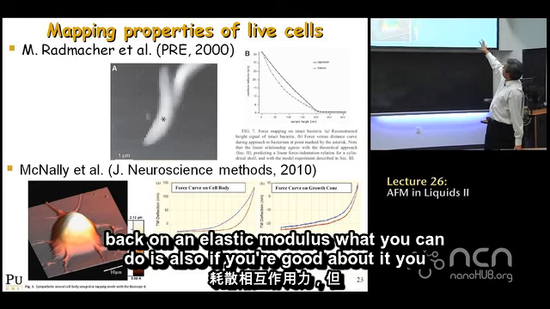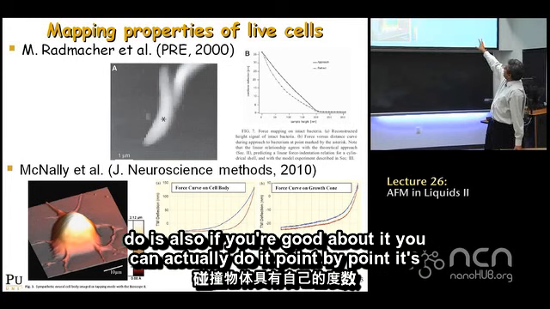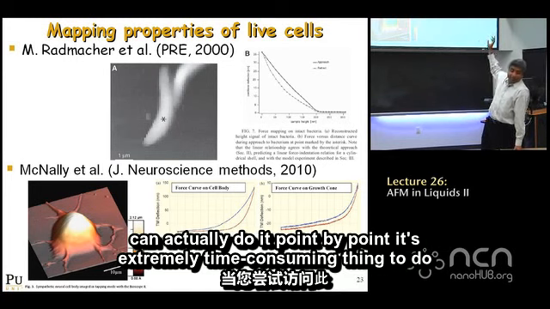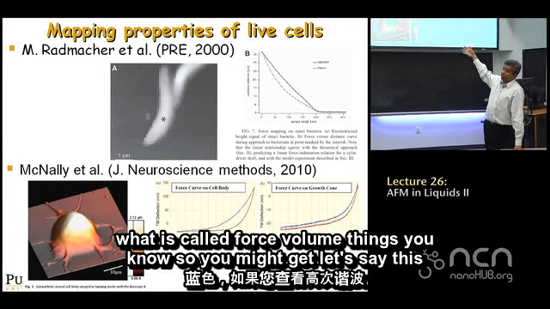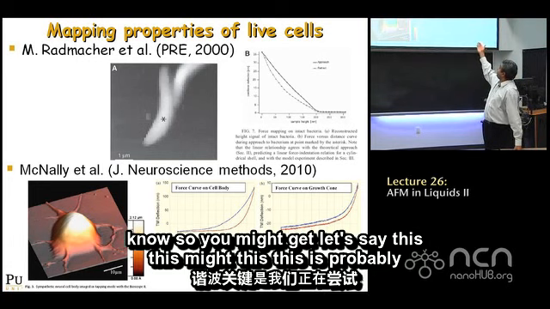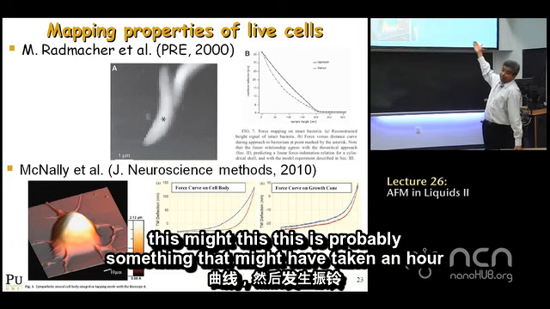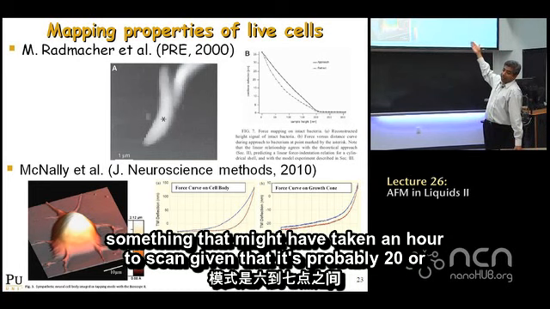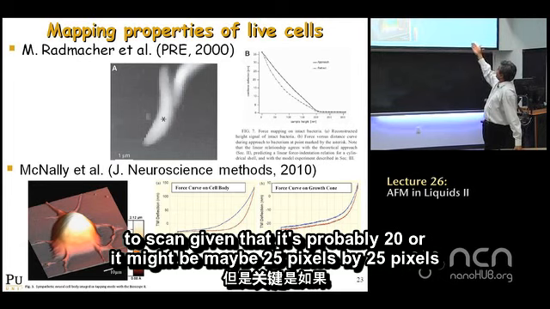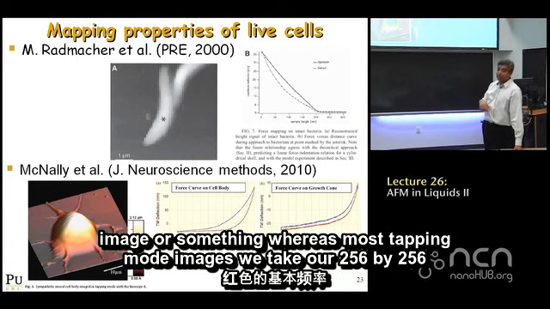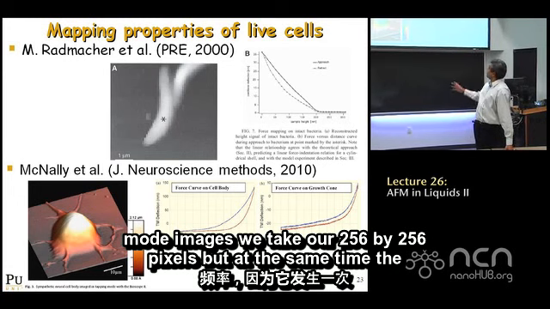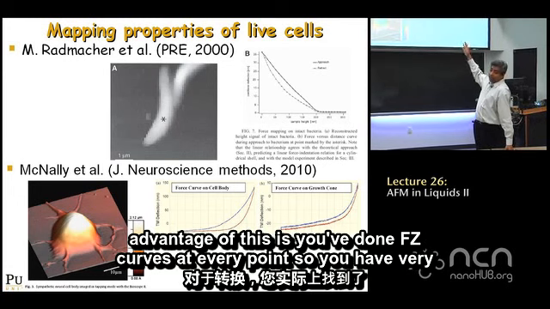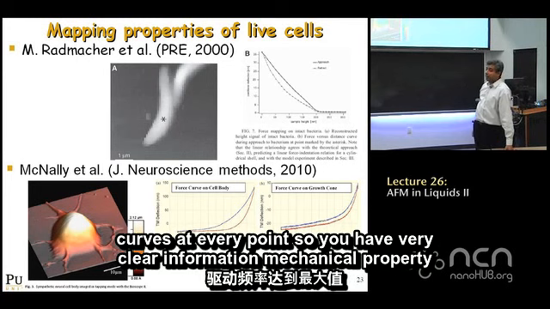What you can do is also, if you're good about it, you can actually do it point by point. It's an extremely time-consuming thing to do, what is called force volume. So this is probably something that might have taken an hour to scan, given that it's probably maybe 25 pixels by 25 pixels, whereas most tapping mode images we take are 256 by 256 pixels. But at the same time, the advantage of this is you've done FZ curves at every point, so you have very clear mechanical property information.